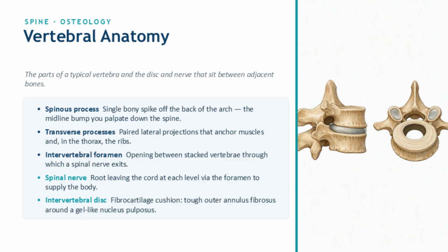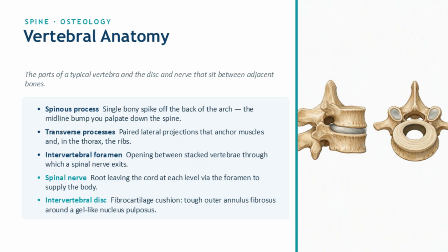Vertebral anatomy. The vertebral column serves as the central support structure of the body. It protects the spinal cord, provides attachment sites for muscles and ligaments, and allows movement of the trunk and neck. Although we often think of the spine as a single structure, it is actually composed of individual vertebrae stacked together to create both stability and flexibility.